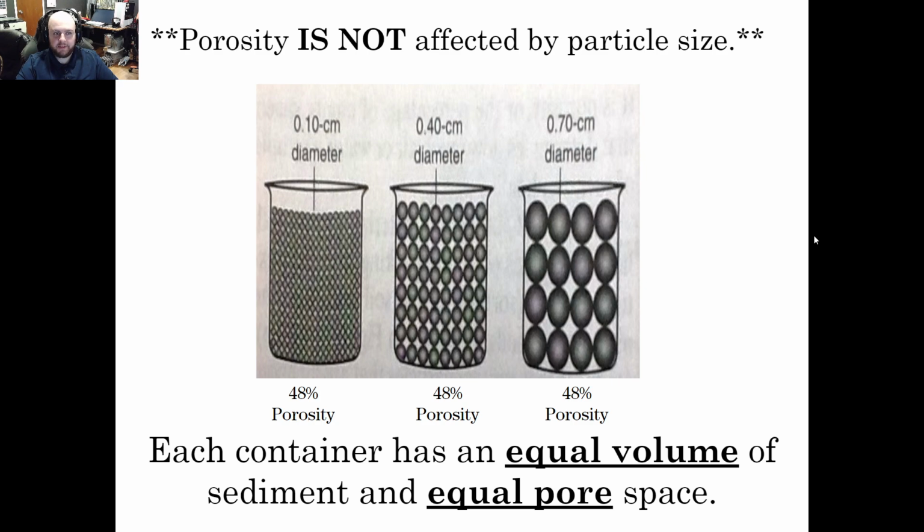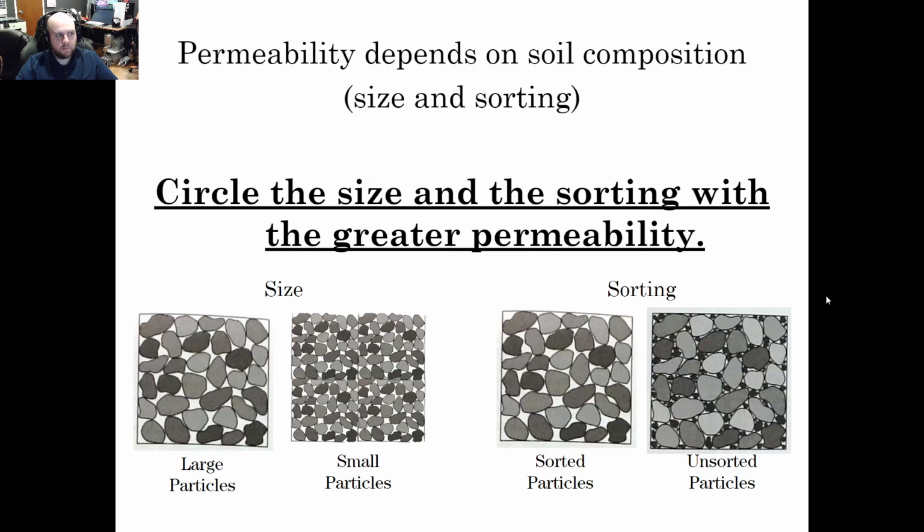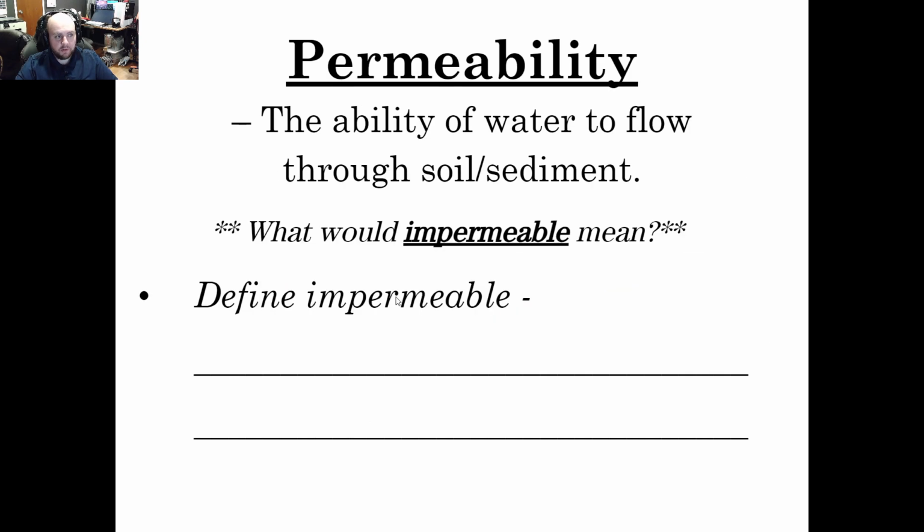Let's talk about permeability. So permeability, on the other hand, is the ability of water to flow through the soil or the sediment. Okay, if that's what permeability means, think of the word impermeable. You may have heard of that word before, but I want you to try to write down what you think that word means. So impermeable, I don't have it written in the slides, but I'll just tell you then. It means it cannot flow through. So to be impermeable means to be impenetrable. Right? You can't pass through it.